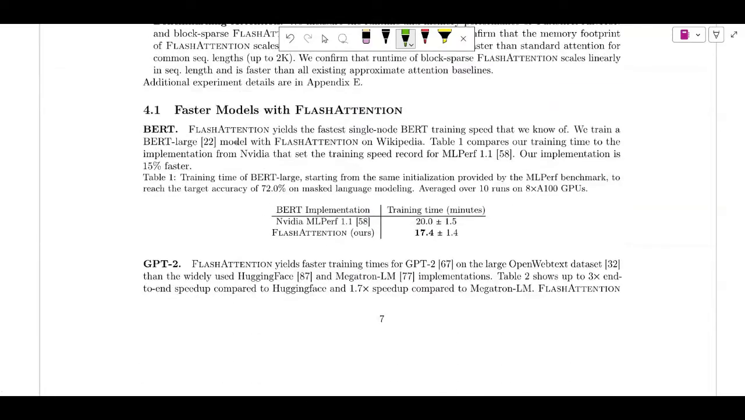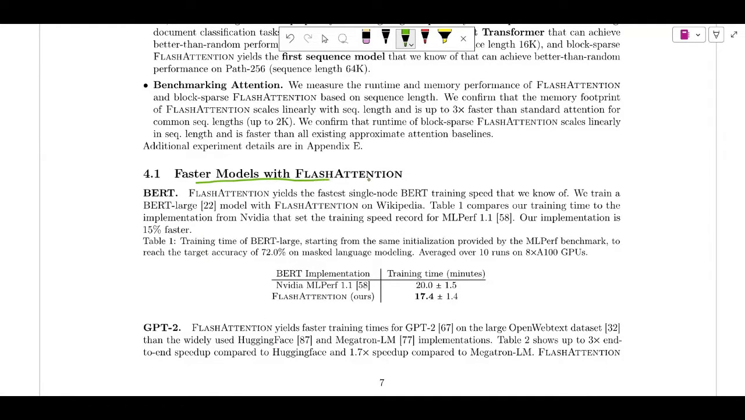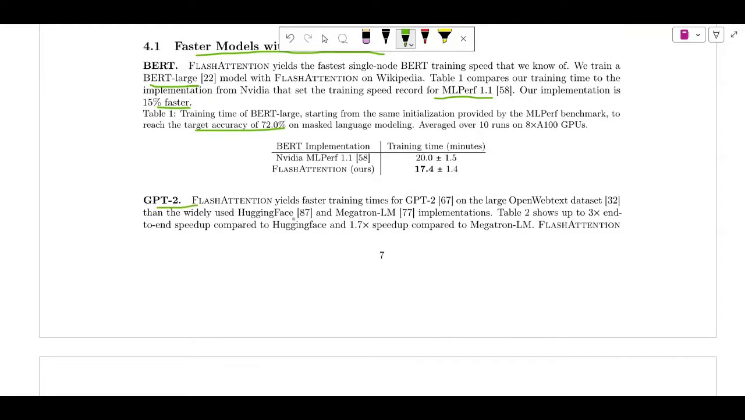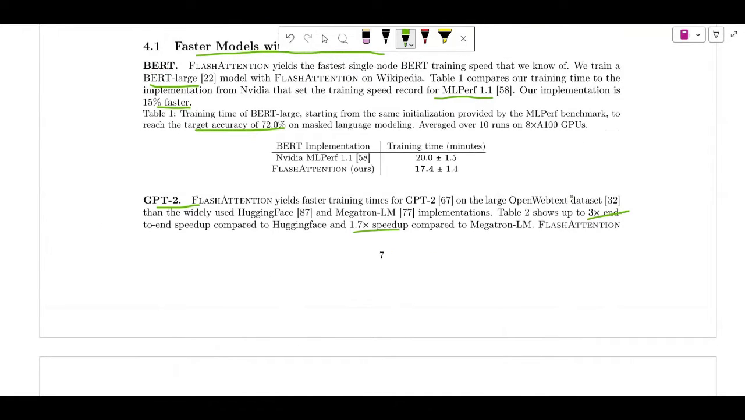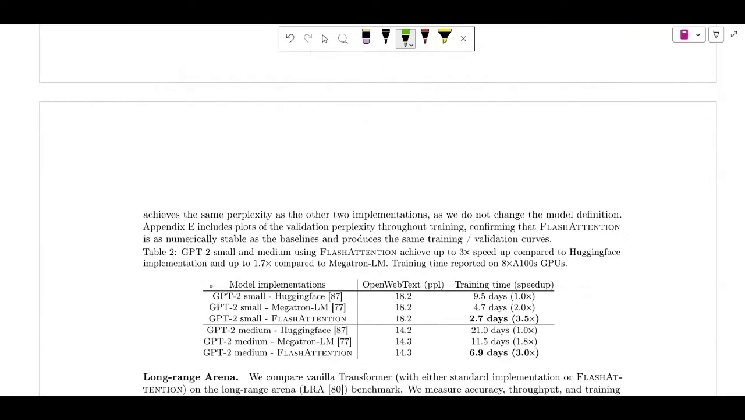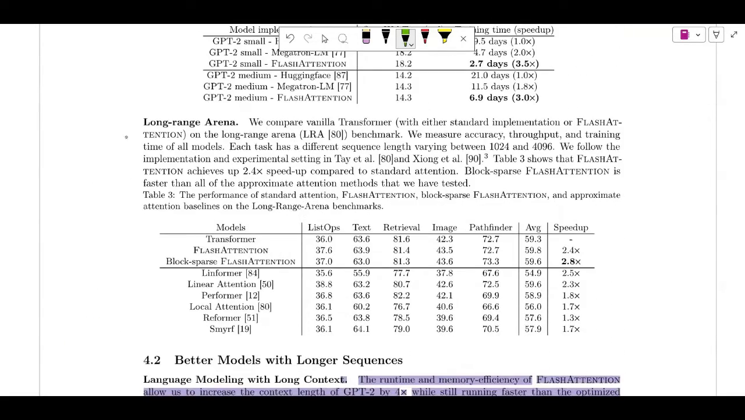Now looking at the results, first they show that they can train models faster using flash attention, on a particular MLPerf benchmark in which you have to train a BERT-large model to reach a particular target accuracy. Their implementation is 15% faster than the top implementation. If they integrate flash attention into GPT-2, they can get up to 3x or 1.7x speedups depending on what implementation they are using. They also test on a benchmark called long range arena. I'm not familiar with this, but again flash attention is the fastest here.